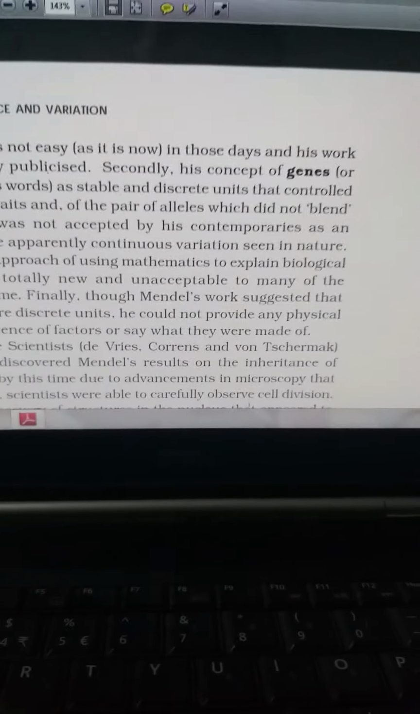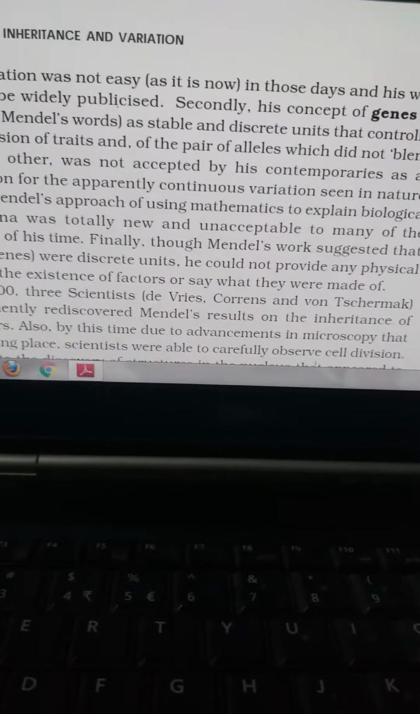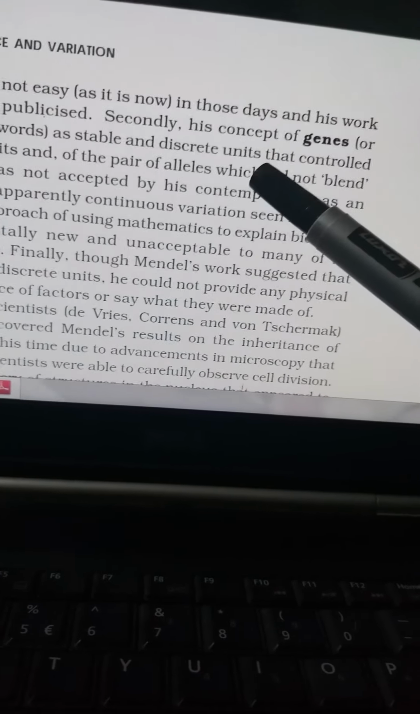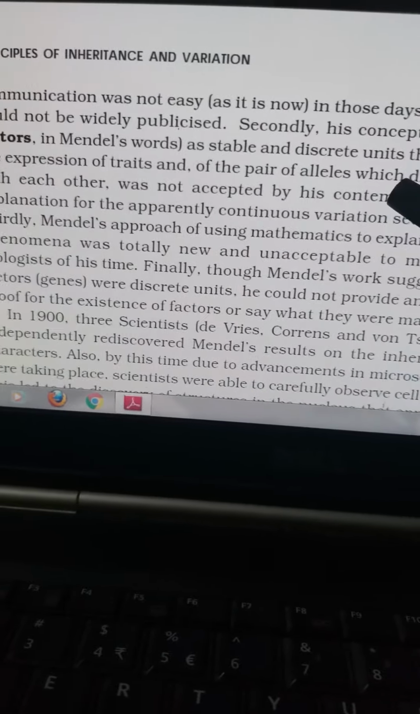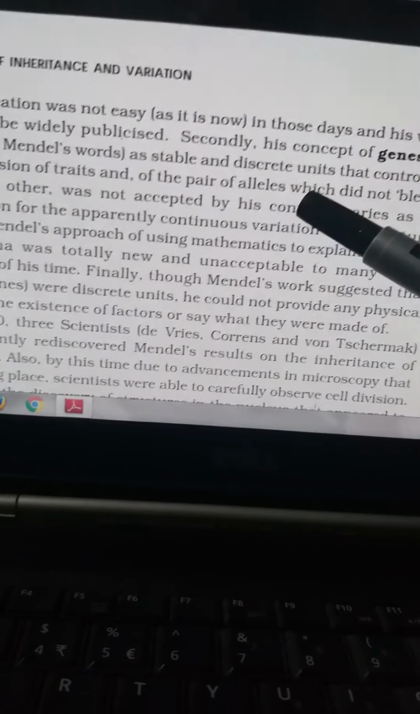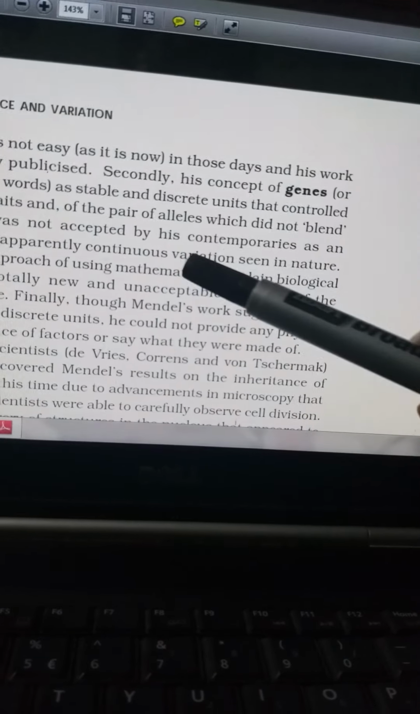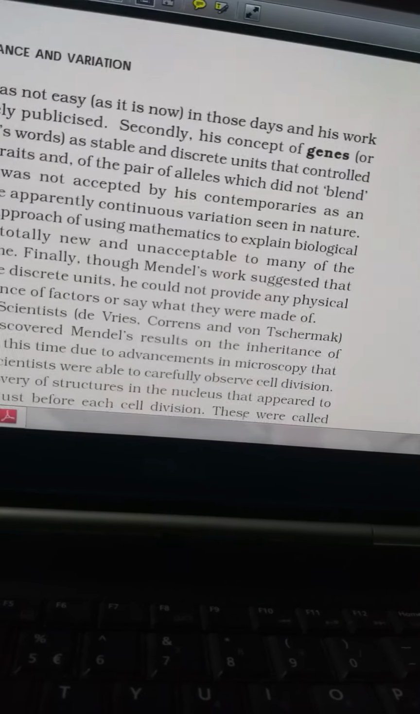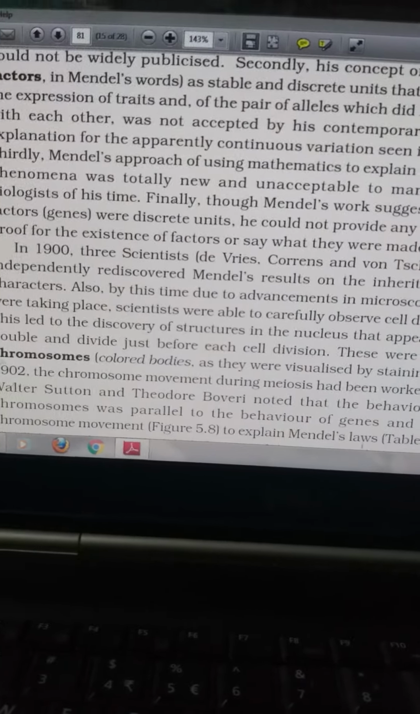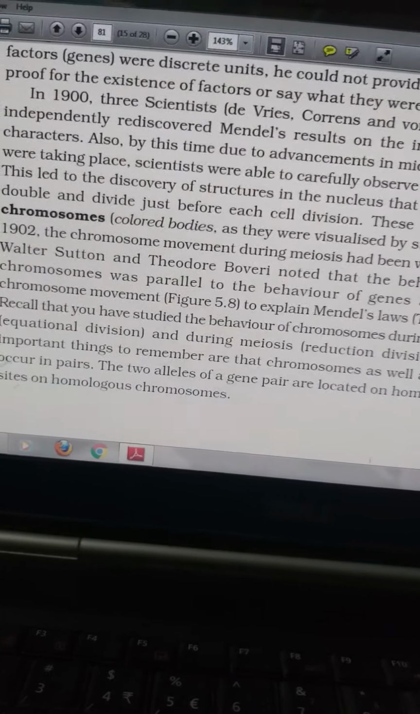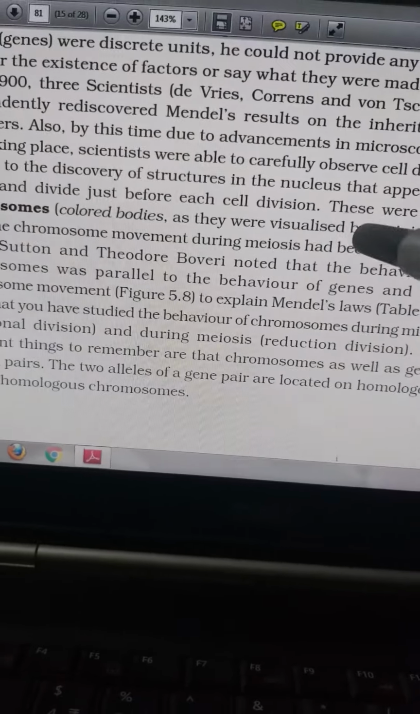That was Mendel's factor. We had already said that the gene is known as a factor. It is a discrete unit that controlled the expression of a trait, and the pair of alleles did not blend with each other. It was not accepted by his contemporaries; many people approve of a theory, many may not, but ultimately this portion is very important.